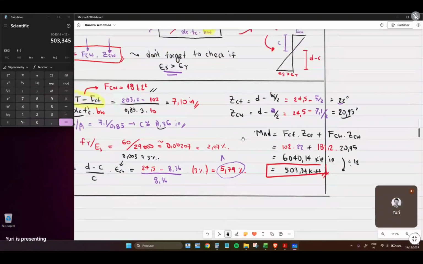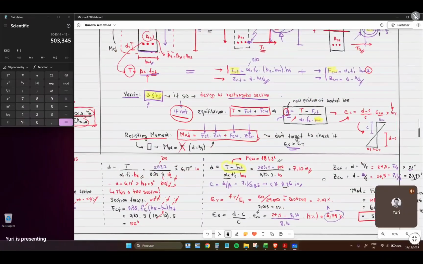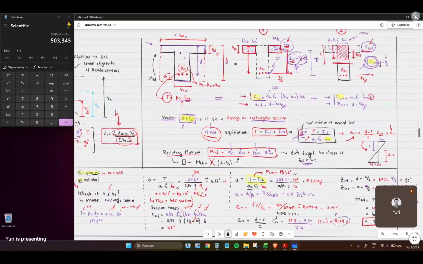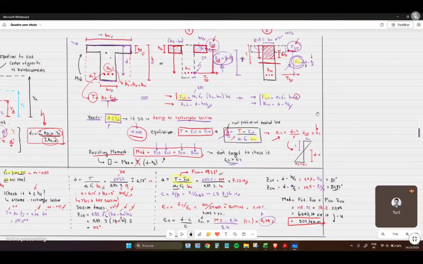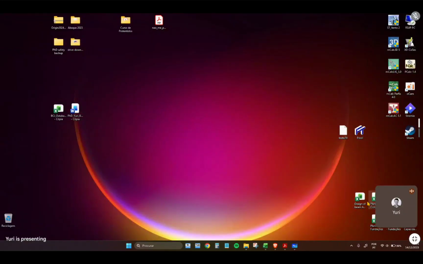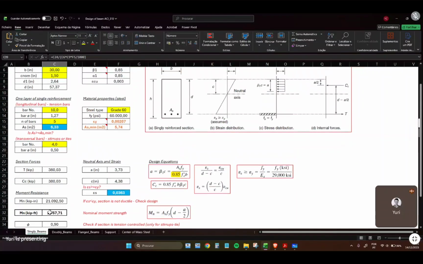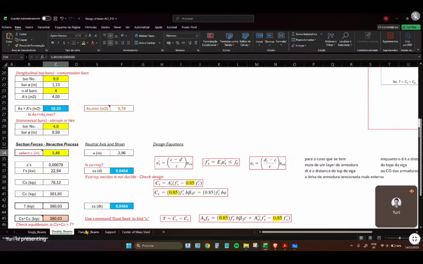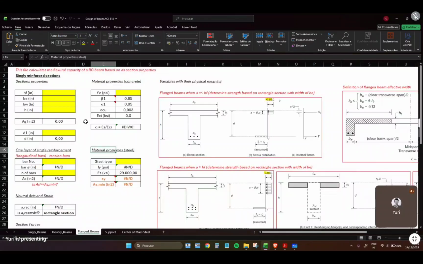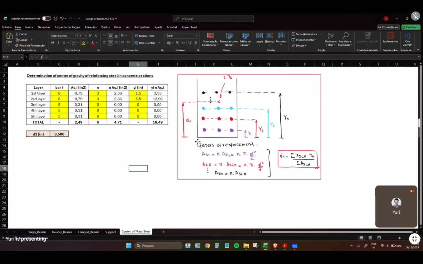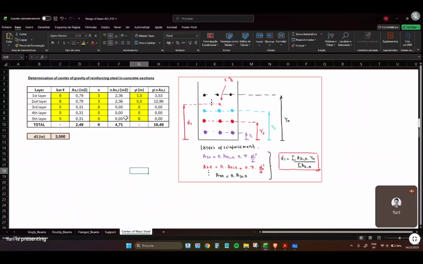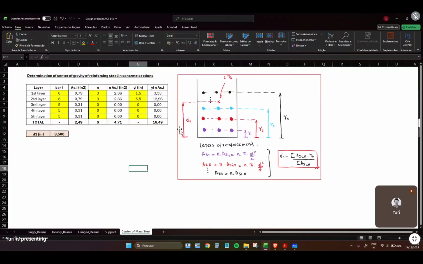What I'm going to do now is to show you guys my design spreadsheet. We know these results beforehand, so we can just put them here. From the previous lessons, we saw that we used this spreadsheet to calculate singly reinforced beams and doubly reinforced beams, and now I'm going to show you guys how to calculate with flanged beams. Here I also put this thing that I talked to you guys about before, which is the position of the center of gravity of the reinforcing steels from the bottom part of the beam.